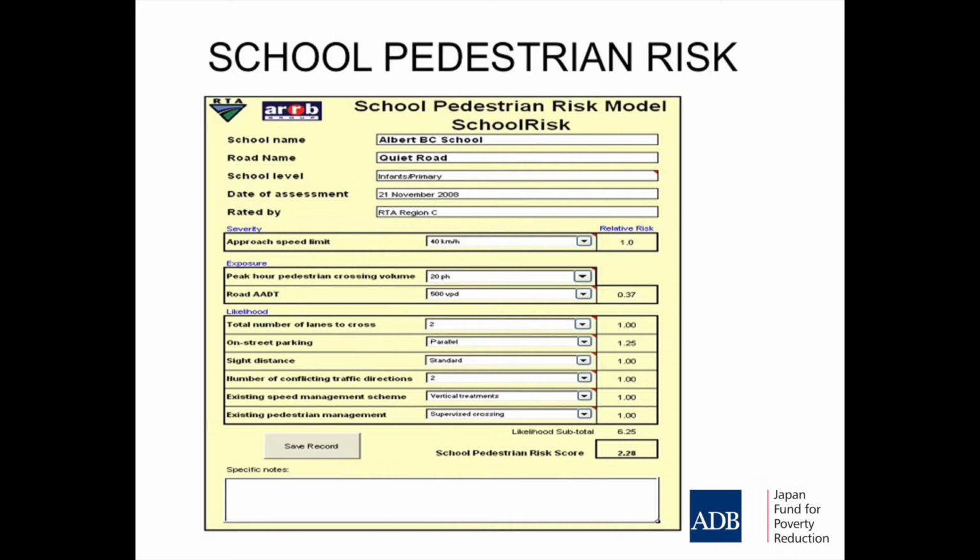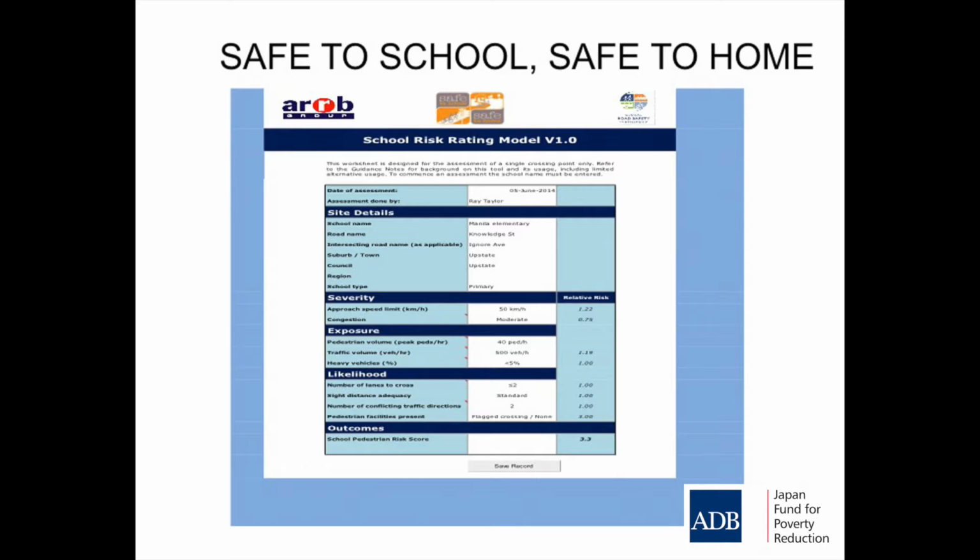What's the sight distance is included in this one? Is there any parking that confuses people? And this one up here is how many lanes to cross. So all of that criteria is similar, and the end result here is again a number. And for this crossing, a little primary school on a quiet road, the answer is 2.28. And so each answer can be compared with the other. That's a slide of the Safe to School, Safe to Home one in draft, which is available or will be available from the Global Road Safety Program.